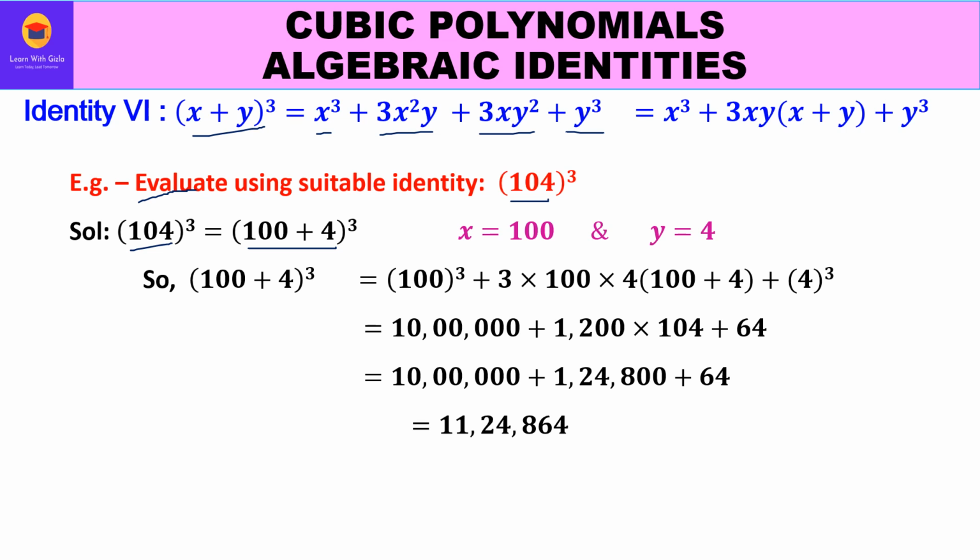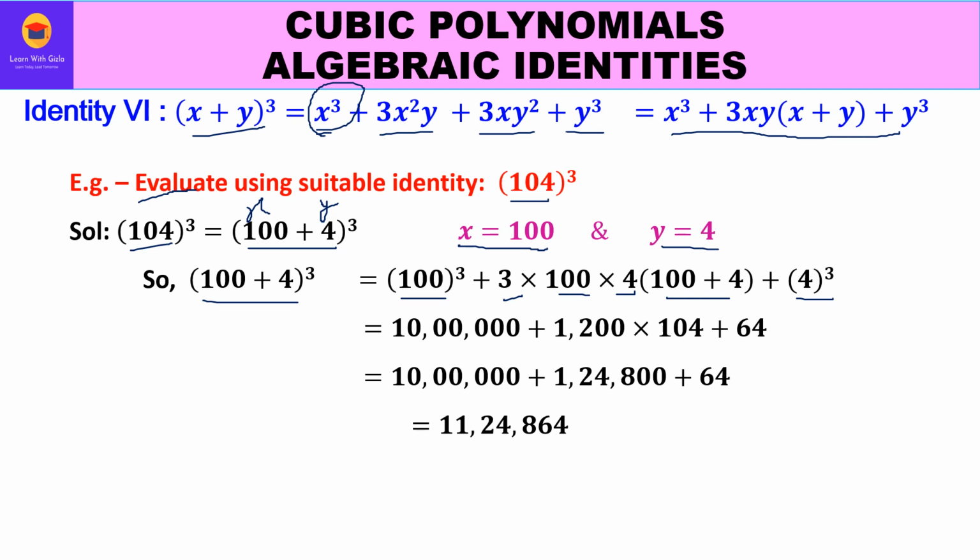So 104 whole cube we have written in the form of 100 plus 4 whole cube. Now clearly x is 100, y is 4, right? If you compare it, this is your x, this is your y. Now according to the identity, the product is x cube first, that means 100 cube. Then you can directly take 3xy over here. So 3 into 100 into 4, and x plus y, that is 100 plus 4, and y cube. This actually simplifies the calculation when we take 3xy common.